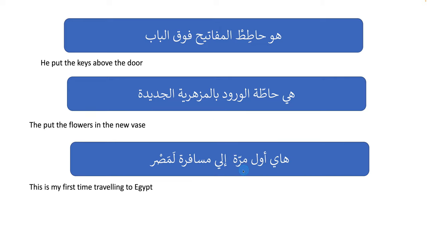هي أول مرة إلي مسافرة لمصر. هي this. أول first. مرة is once. هي أول مرة. This is the first time. إلي for me. مسافرة traveling لمصر to Egypt. So here مسافرة, that's the active participle from the verb سافر.